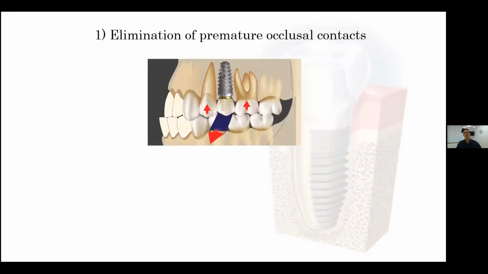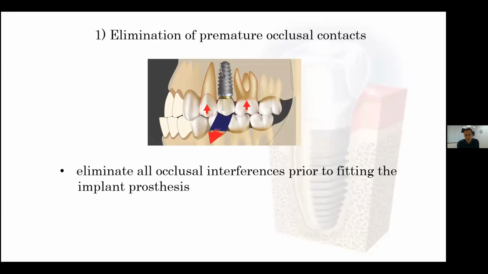So the first thing we are looking at is eliminating any premature occlusal contacts. This is important in the natural dentition, so obviously it's important with implants. And a little tip is that before you fit any implant crown or implant prosthesis, have a good look at the occlusion of your natural teeth, and perhaps eliminate any existing interferences before you fit the implant prosthesis. And that is done with equilibration.